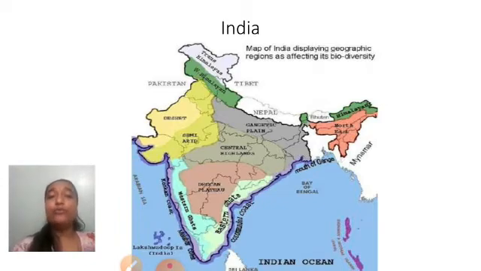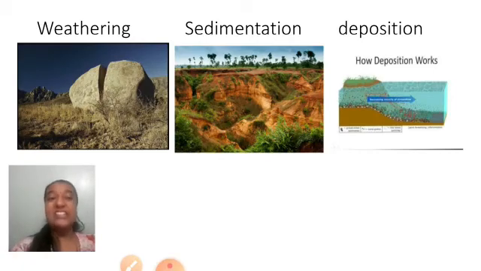Now, for the formation of India, there are various geological factors which helped, such as weathering, sedimentation, and deposition of rocks. Scientists always wondered how these landforms were formed. Actually, when Earth was first formed, we didn't have continents like this. All the continents were merged and had only one landmass, a big landmass.